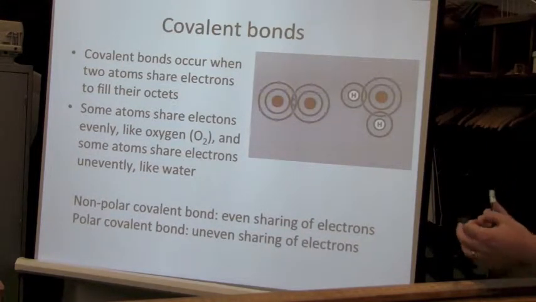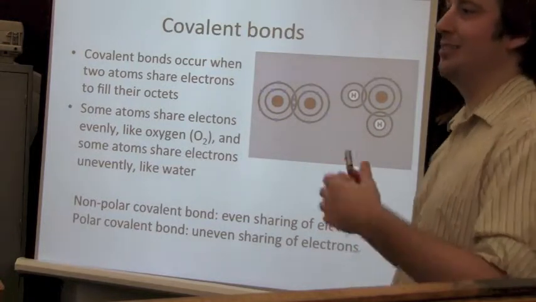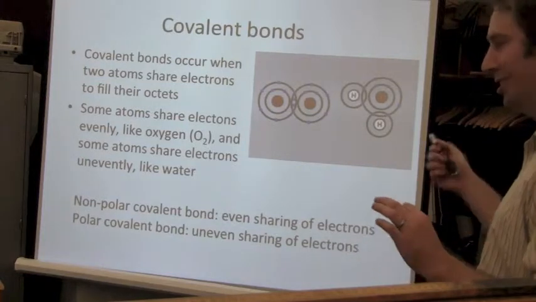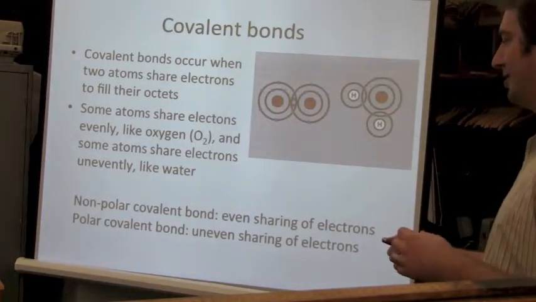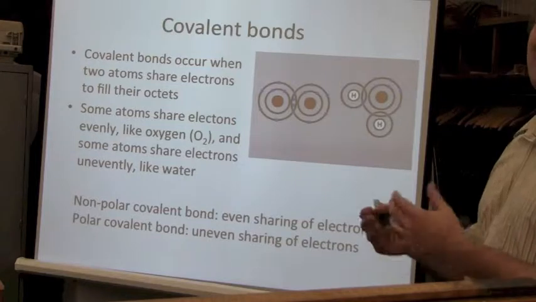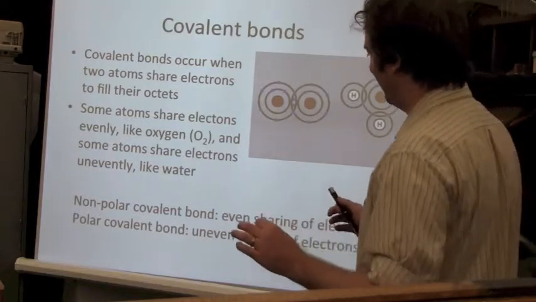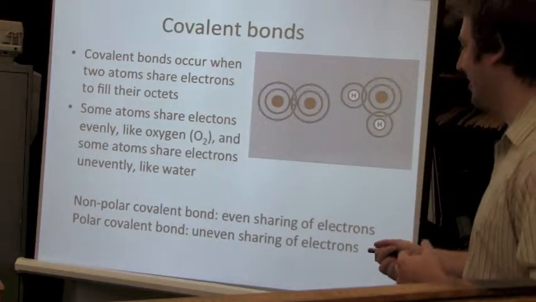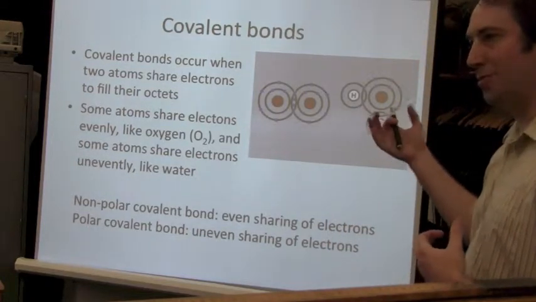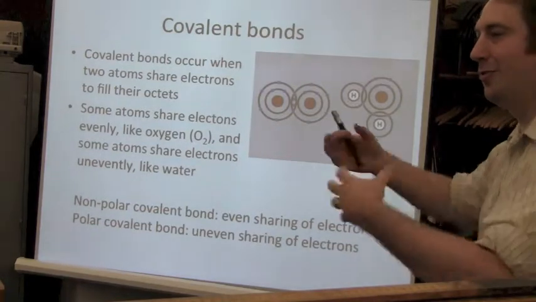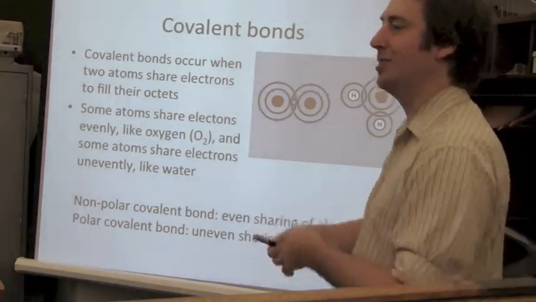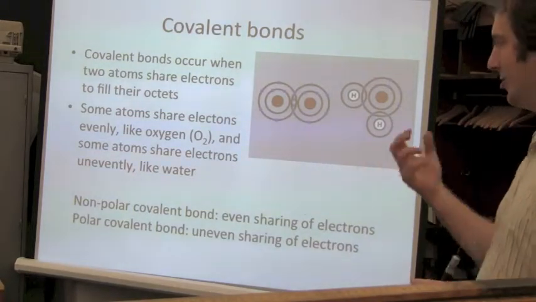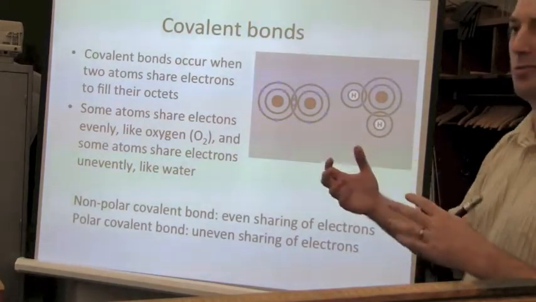And the important point here is that a non-polar covalent bond is an even sharing of electrons. Polar is an uneven sharing of electrons. You can think of a polar covalent bond as somewhere in between a pure covalent bond and an ionic bond. So it's going to share electrons somewhat unevenly, but it's still covalent-like. Okay? So covalent is just a word that tells us we're sharing electrons in some way.